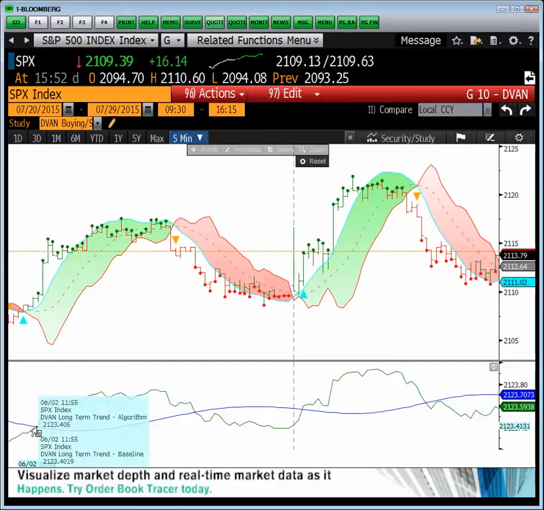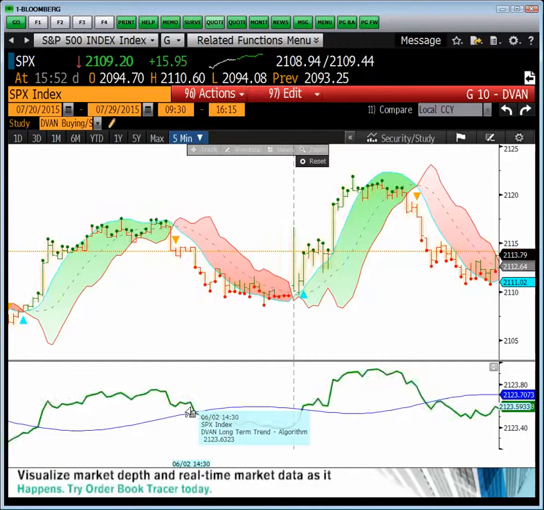When the green line crosses above its blue baseline, it indicates an overall bullish bias. When it crosses below the baseline, an overall bearish bias. This helps when establishing a long-term trend and being able to enter and exit a trade based on the long-term trend indication.